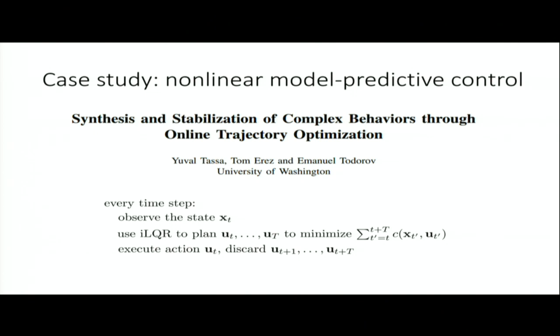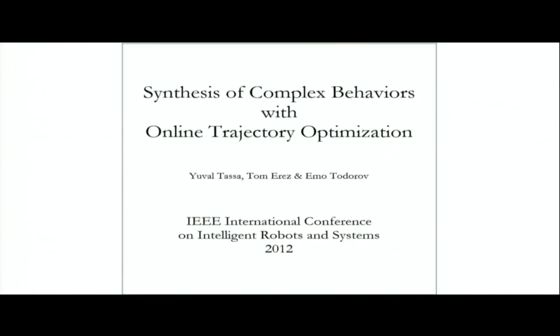So the whole controller that they're going to demonstrate basically works like this. You observe some state in a particular time step. You use iterative LQR to construct a plan for some time horizon that minimizes the cost. And then you execute the first action along that plan, discard the rest of the plan, and then observe the next state. And this is called model predictive control, and we'll talk about that a little bit more next week. And here are some of the results that they get.